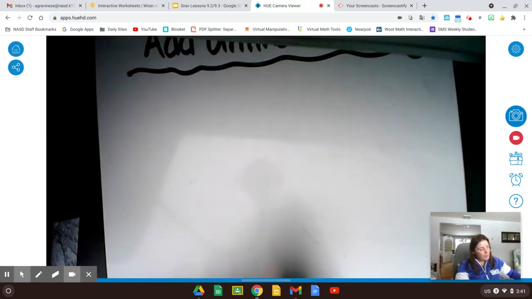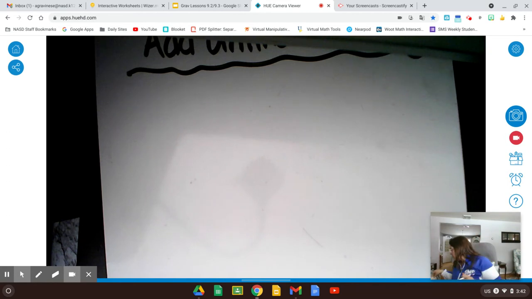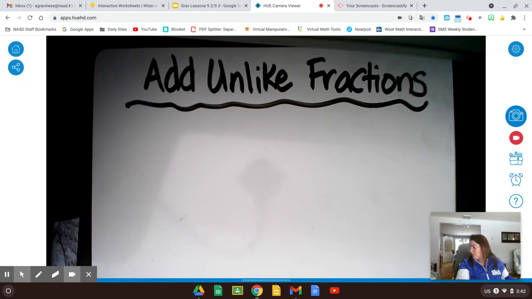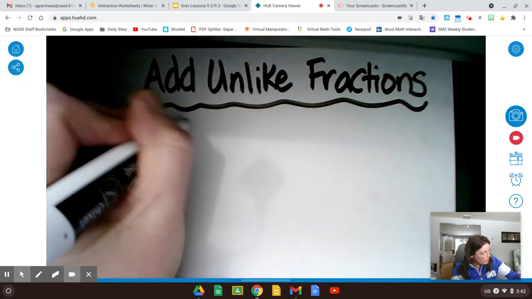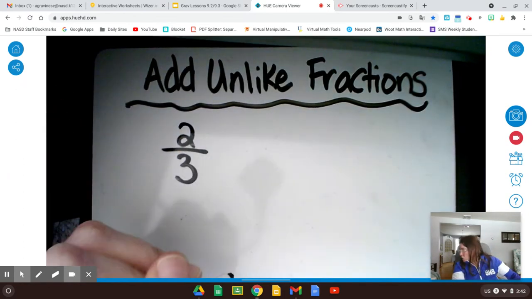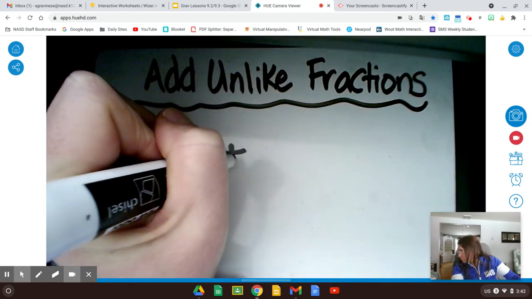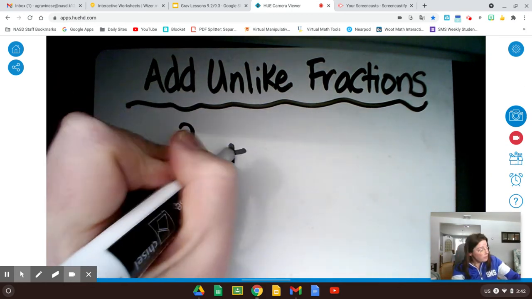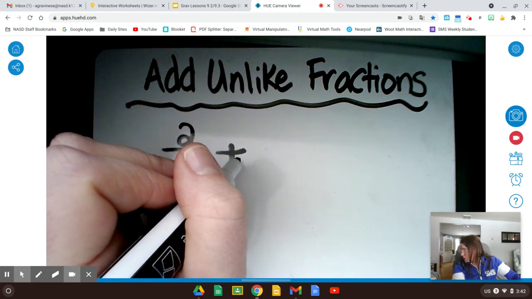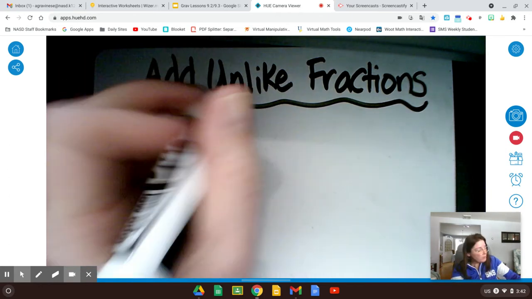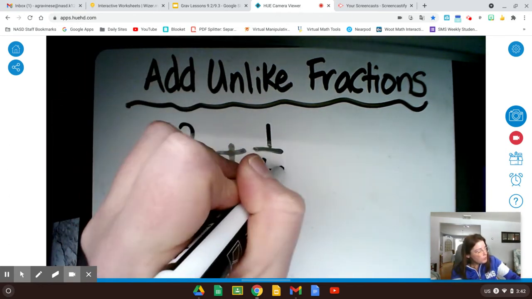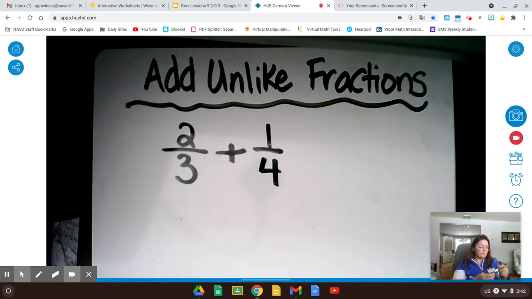Adding unlike fractions. Let me look in my book for a goodie. Adding unlike fractions. Ooh, that's a good one. You know, when teachers say that's a good one, it means, oh boy, brace yourself. This one might be a little crazy. 2/3 plus. Oh, this one's really going to be a little bit of a challenge. Actually, maybe I'll make it a little simpler. 2/3 plus 1/4. All right, here we go.